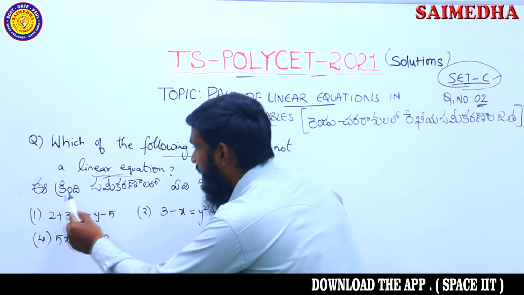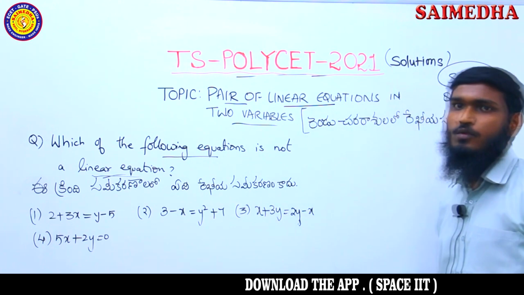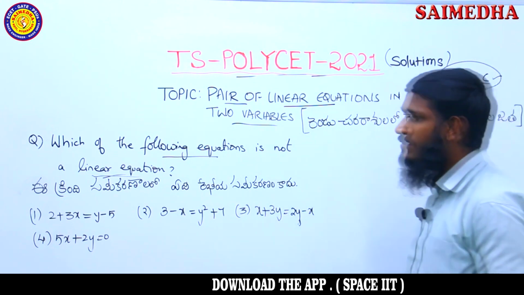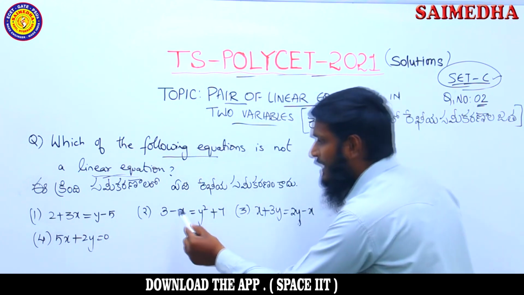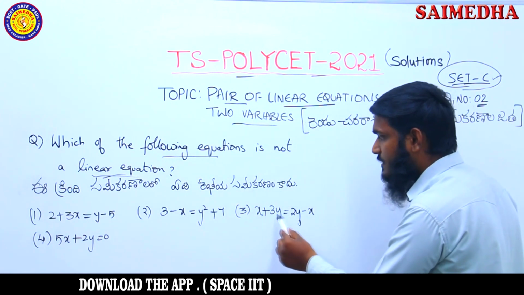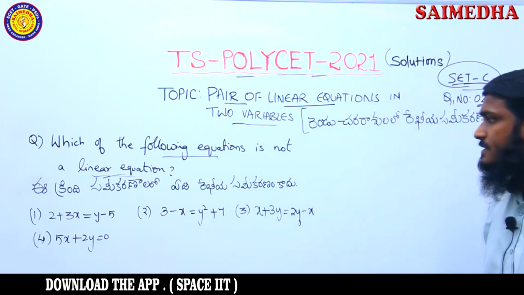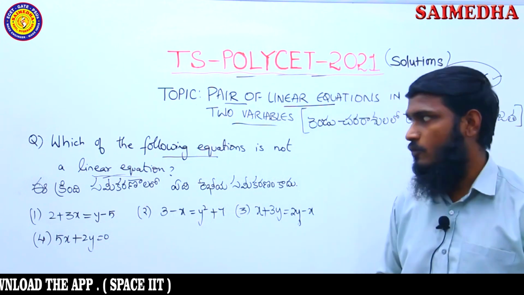Now let us see our question. Which of the following equations is not a linear equation? What are our options over here? Option 1: 2 plus 3x is equals to y minus 5. Option 2: 3 minus x is equals to y square plus 7. Option number 3 is x plus 3y is equals to 2y minus x, and option number 4 is 5x plus 2y is equals to 0.